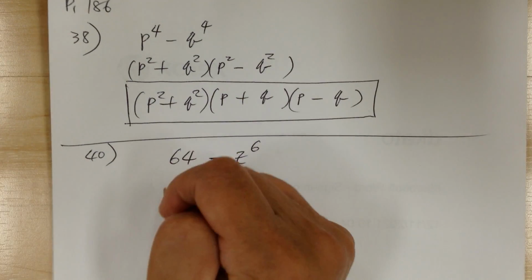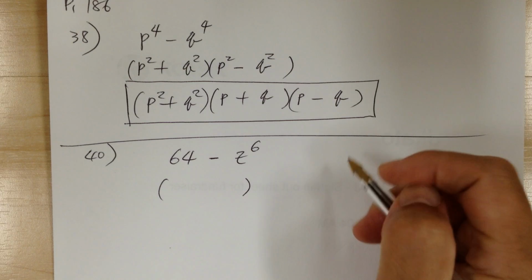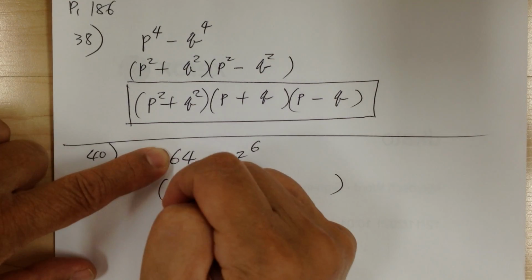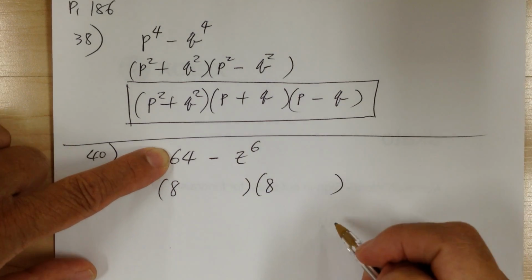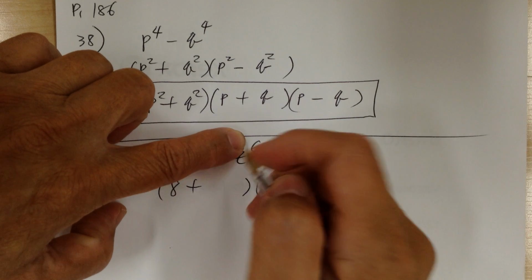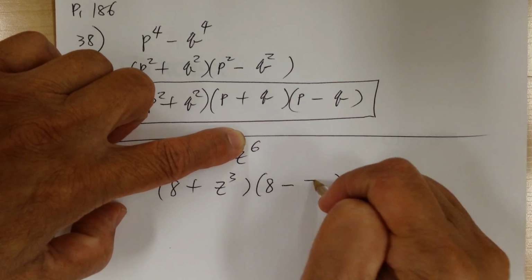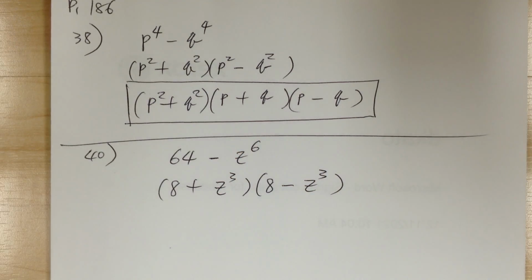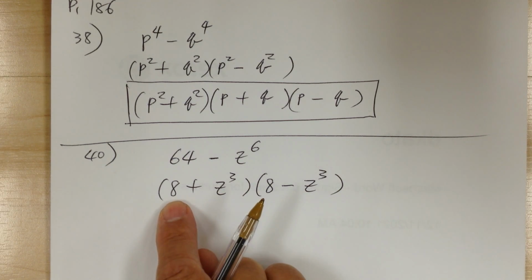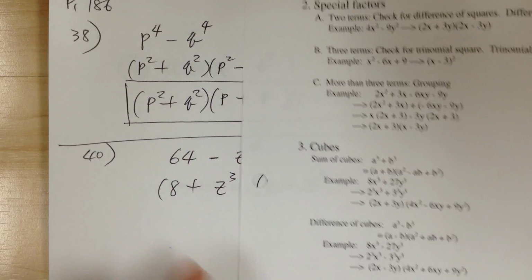So let's get two sets of parentheses. To get 64, I need to get 8 and 8. To get minus, I need to get plus minus. To get z to the 6, I need to get z cubed, right? Now if you notice, it's a cube, right? And this is two cubes. So I'm going to do the cubes. So this is the sum of the cubes.